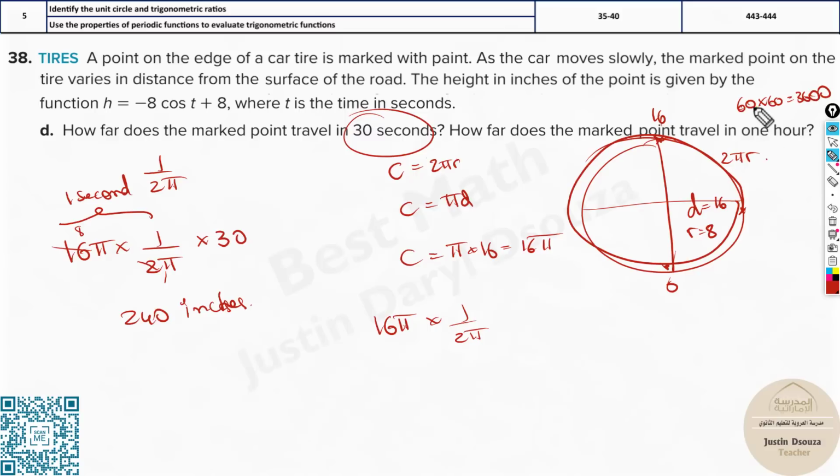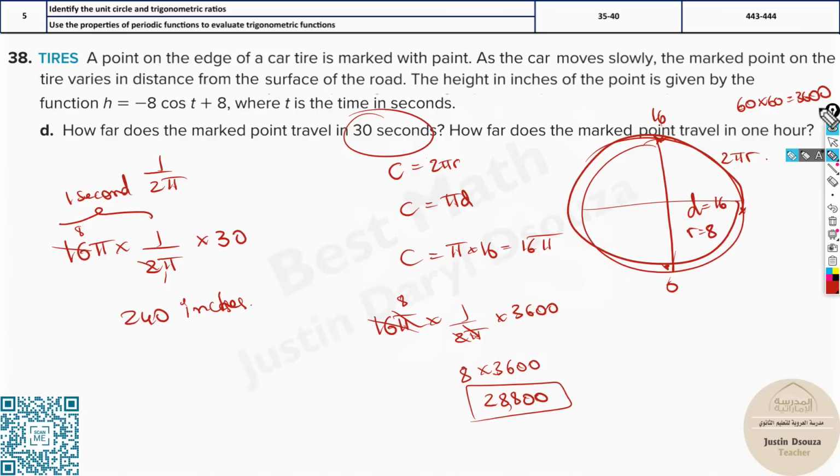You can just multiply 60 seconds by 60 minutes. That many seconds are there in 1 hour. So I multiply this by 3600. So pi cancels again. Here it's 16 and 8. So 8 times 3600, that many inches is the distance traveled. Now you can just use your calculator, but I'll try doing it here. 360 minus 72 is 288, and there are two zeros, so it must be this as the answer.